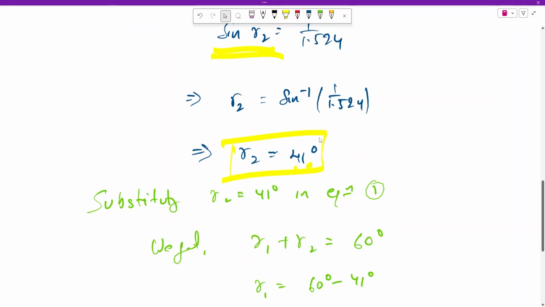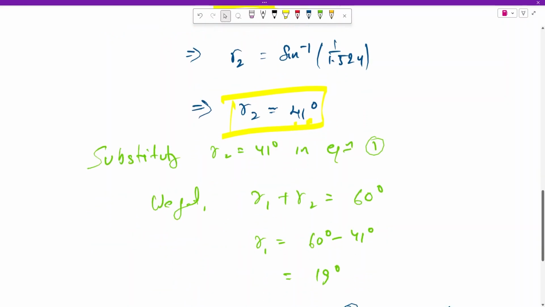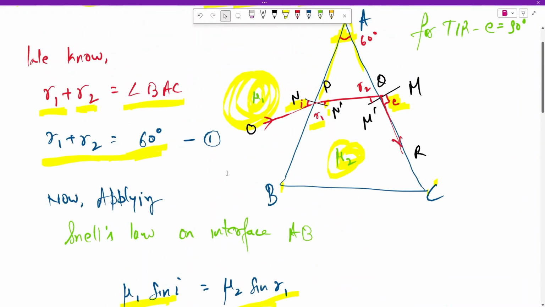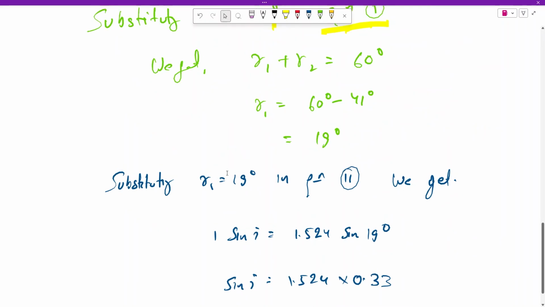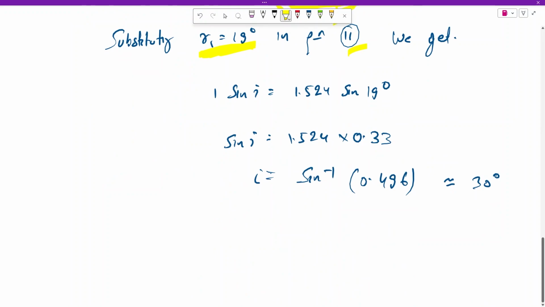Now substituting R2 equals 41 degrees in equation number 1, that was R1 plus R2 equals 60 degrees, we get the value of R1 as 19 degrees. Now substituting this value of R1 as 19 degrees in equation number 2, we will get the value of I. Solving for I, we get I as 30 degrees. Thus, for an angle of incidence of 30 degrees, we will get total internal reflection on the second face of the prism.